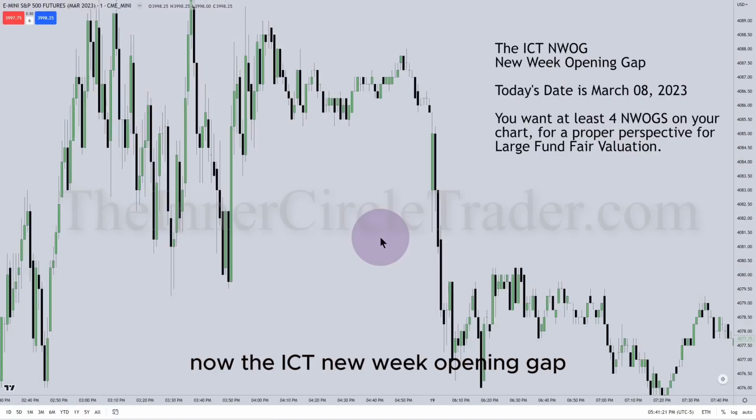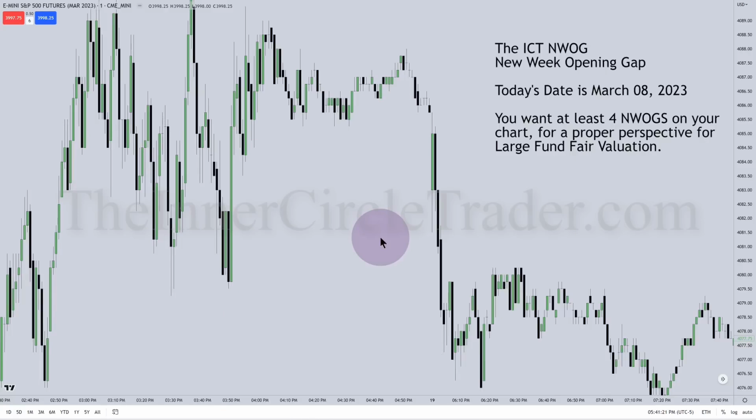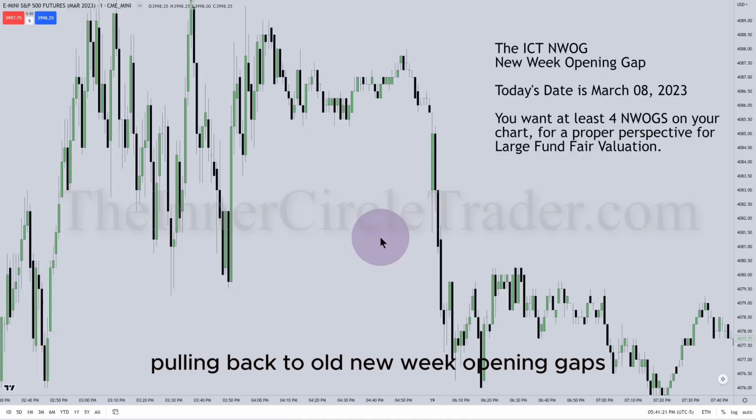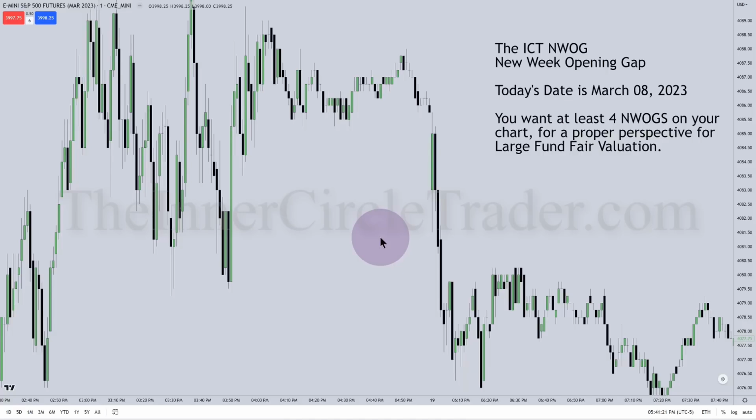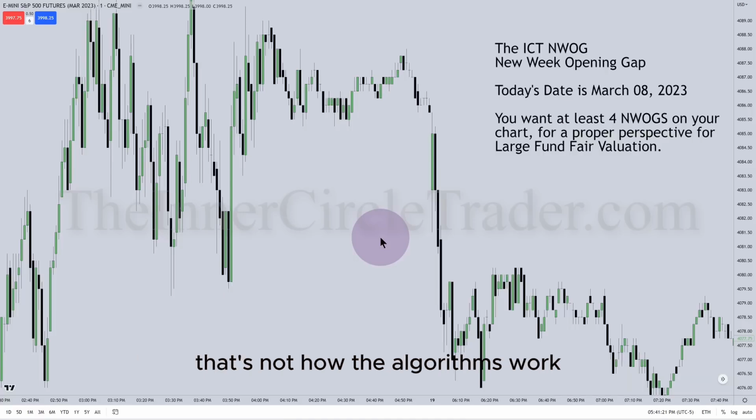Now, the ICT new week opening gap is a tool that I utilize to give me large fund fair value, meaning that the markets will generally gyrate on a little bit higher time frame, pulling back to old new week opening gaps, whereas everyone knows that there's gaps. Okay, I didn't invent a gap on Sunday, but the approach to utilizing it and how the algorithms refer back to it as a point of fair value, it's kind of like when an inefficiency is filled in and repriced to. Most traders that are familiar with it, they're trained to think that, okay, it's over with, now let's move on to the next thing. That's not how the algorithms work.